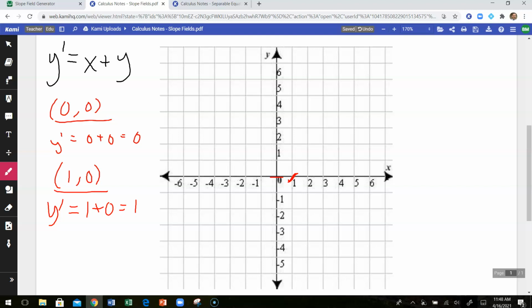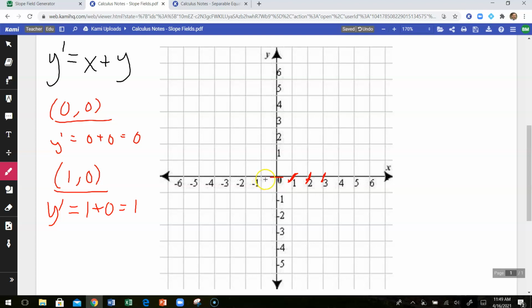At 2, 0, my slope would be 2 if I use that equation, plugging in 2 and 0. So I would have a little hash mark here that's a little bit steeper than the one I had at 1. And at 3, it would be steeper yet, and so forth. As I work out from that 0, 0, these hash marks on the positive x-axis would continue to get steeper and steeper and steeper.